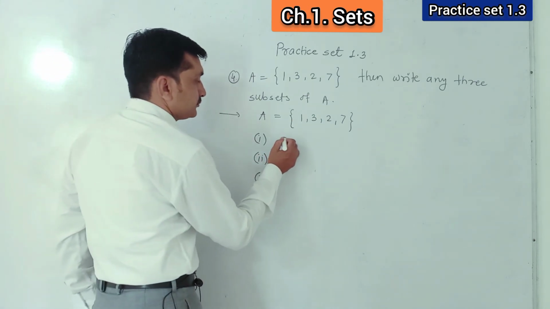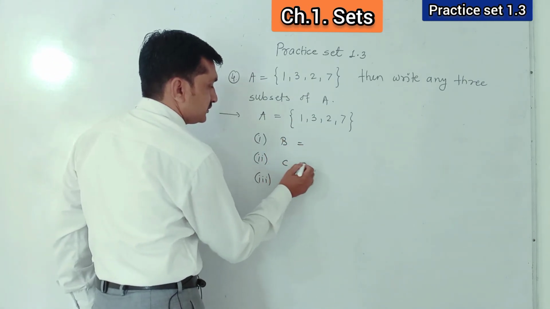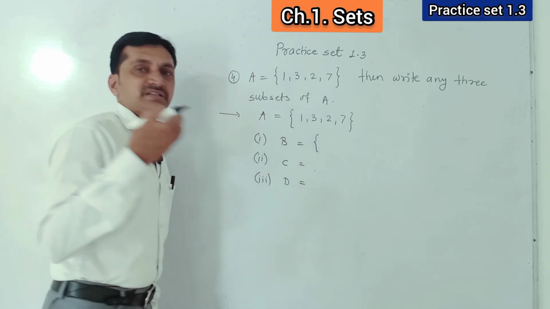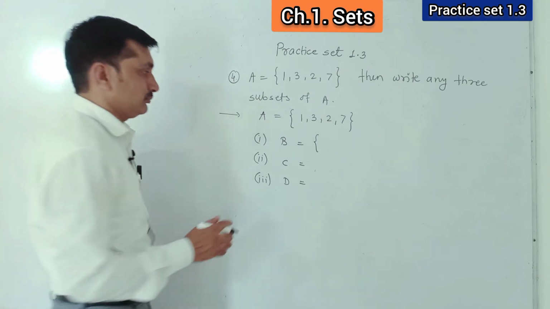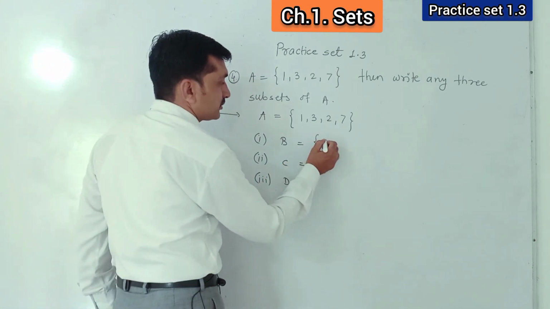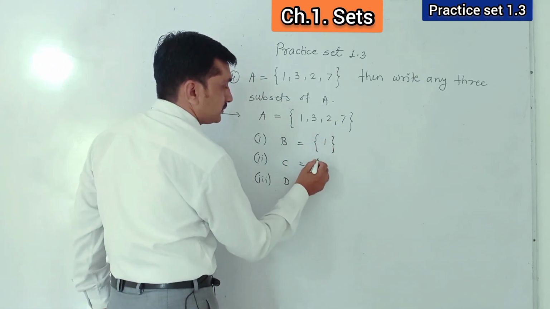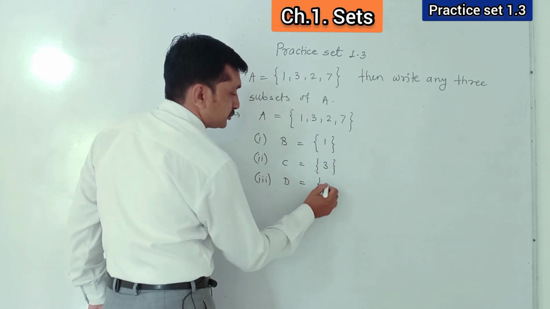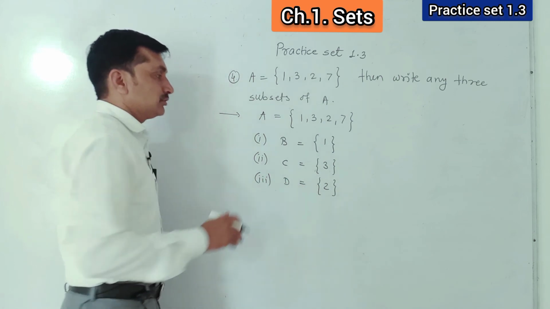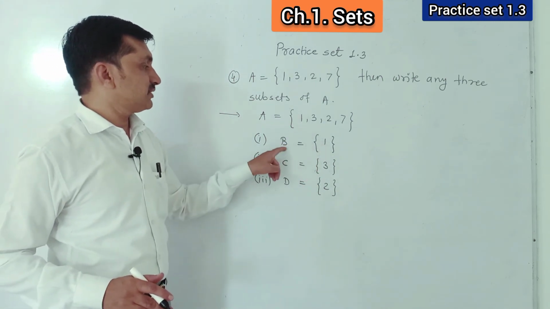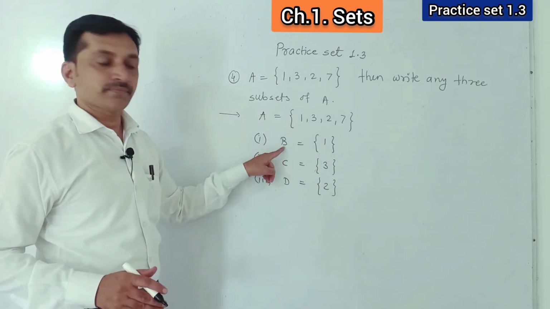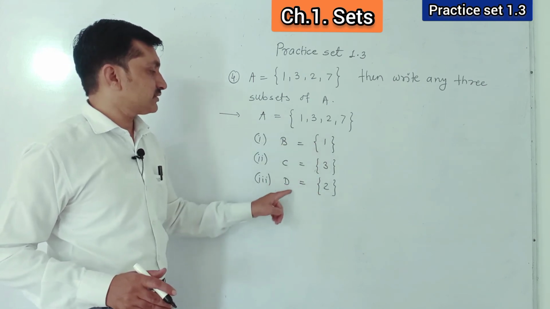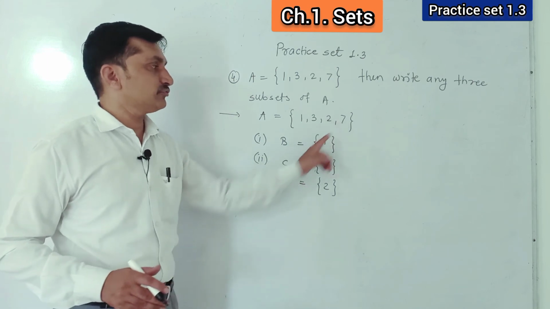Okay, then I write here B, C, D as subsets. By a single element also you can form one. If you want to take single elements, in this way you can write 1, 3, 2. 1 is here, that's why B is a subset of A. 3 is here, that's why C is a subset of A. 2 is here, that's why D is a subset of A. In this way, a fourth you can write with 7.